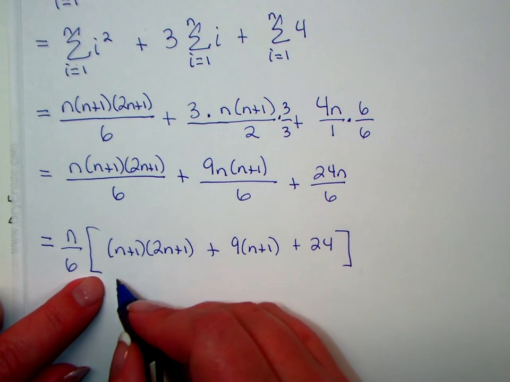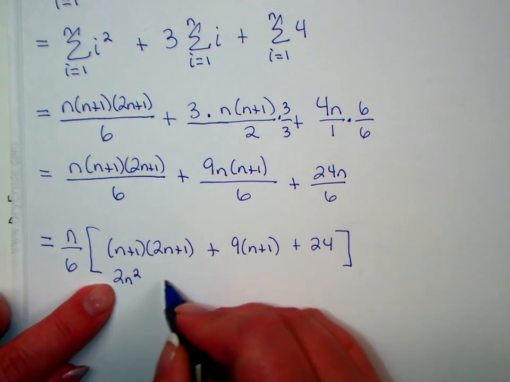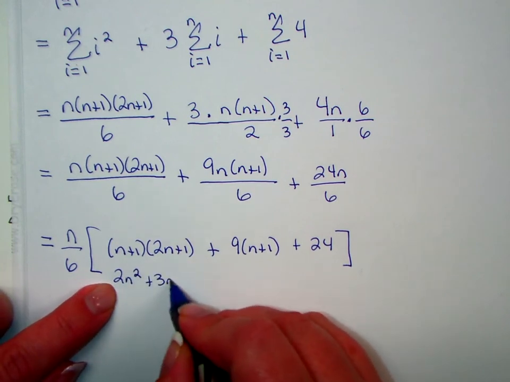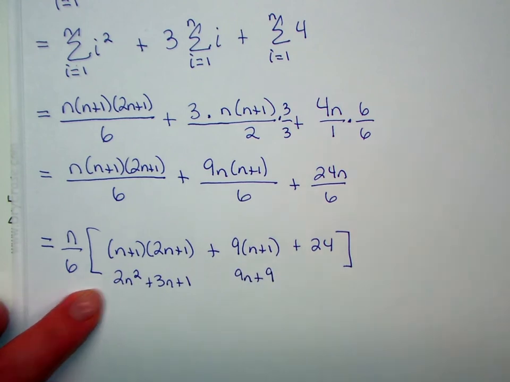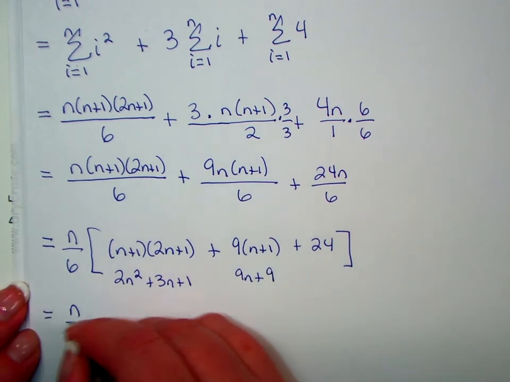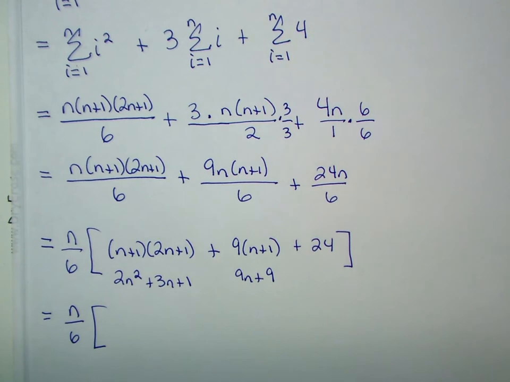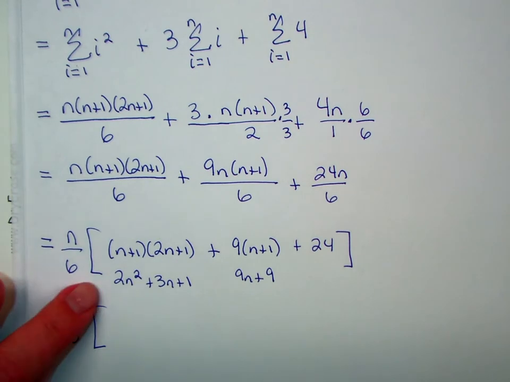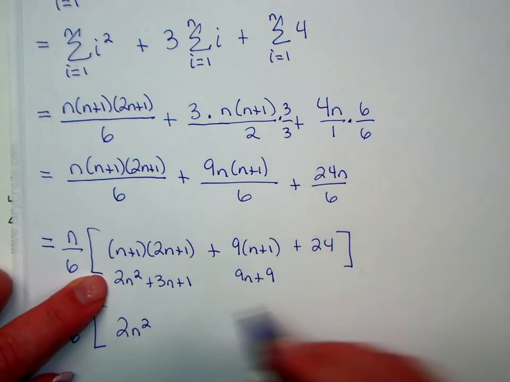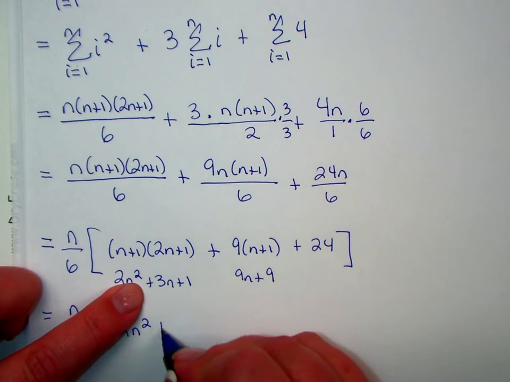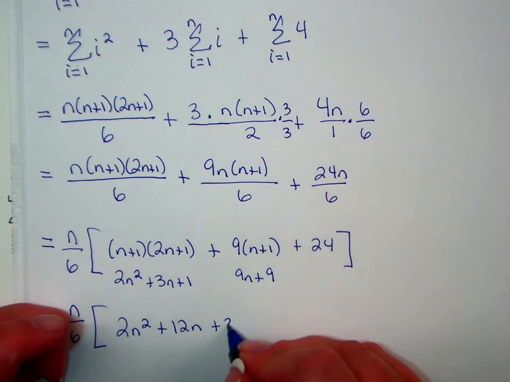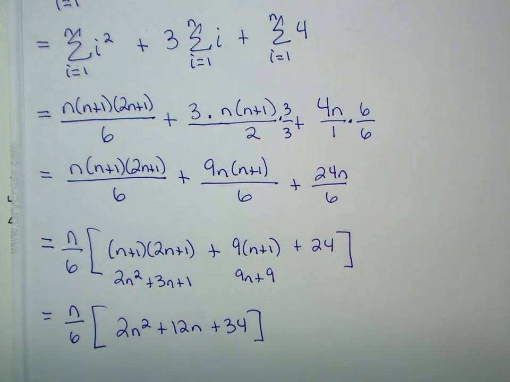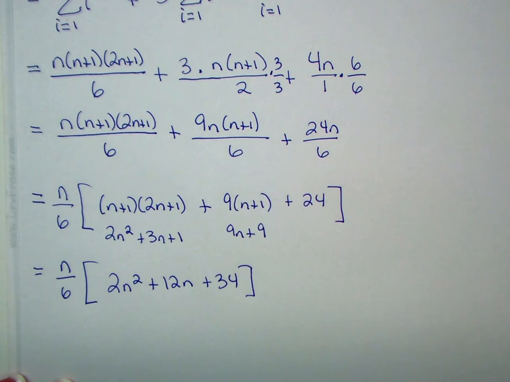So let me go ahead and FOIL this: 2n squared plus 3n plus 1. This is 9n plus 9. And this is just 24. So we're going to get n over 6 times 2n squared; 3n and 9n is 12n; 1, 9, and 24 is 34. It looks like we can factor. This cannot be factored.